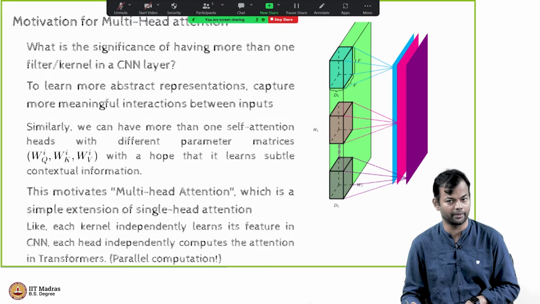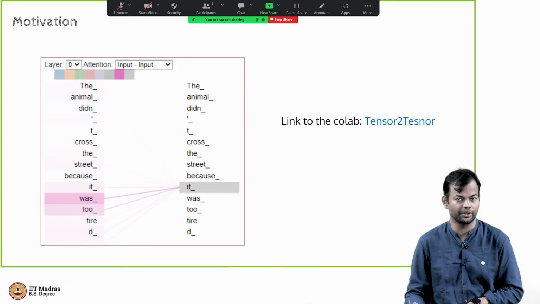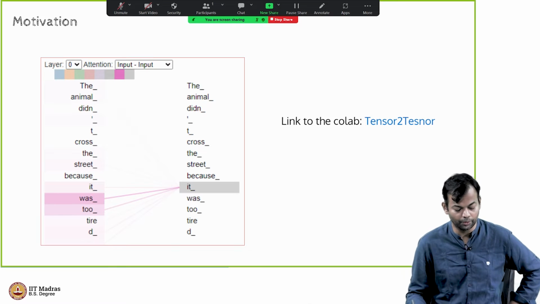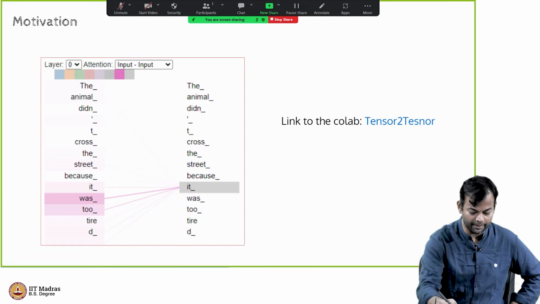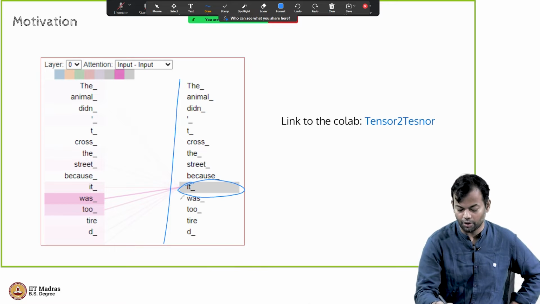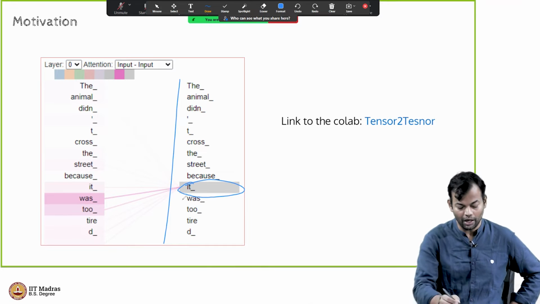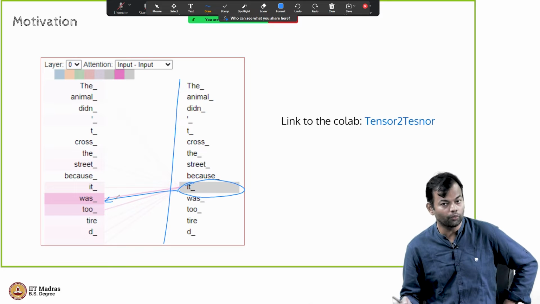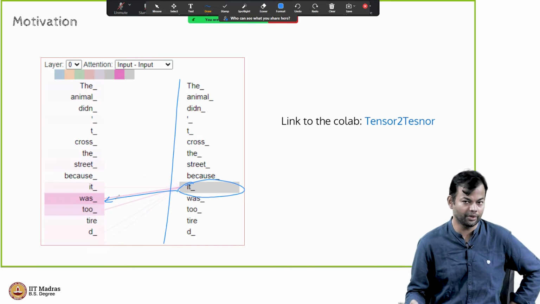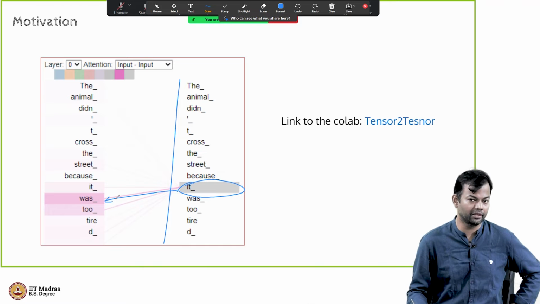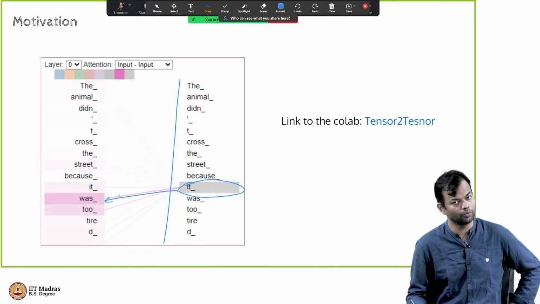Let's look at it a bit more carefully. Here's an example: the animal didn't cross the street because it was too tired, right? I have the same copy of the sentence here, and now I'm trying to learn a contextual representation for it, and I want to focus more on was, because I want to know what the subject of it is. So I want to capture that information by paying more attention to was.